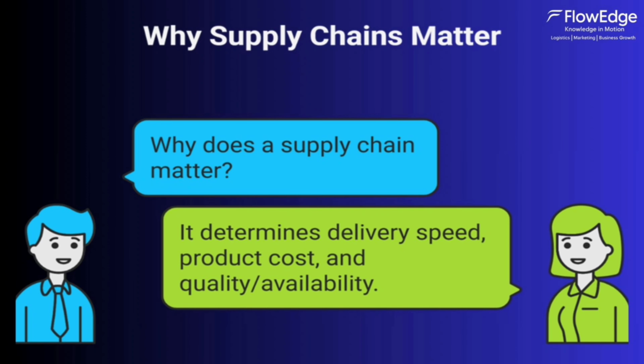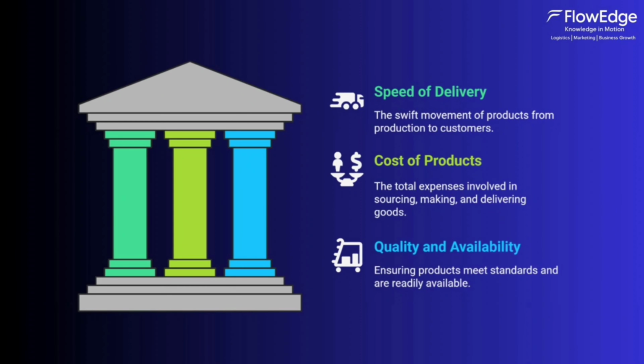A supply chain matters because it determines three major factors, starting with the first factor, which is the speed of delivery. It is how quickly a product moves from the production to the customer's hands. The speed of delivery depends on how efficiently each stage in a supply chain, right from sourcing materials to production, warehousing, and transportation, is planned and executed. Shorter lead times, well-placed inventory, and smooth coordination ensure that the product reaches customers faster.